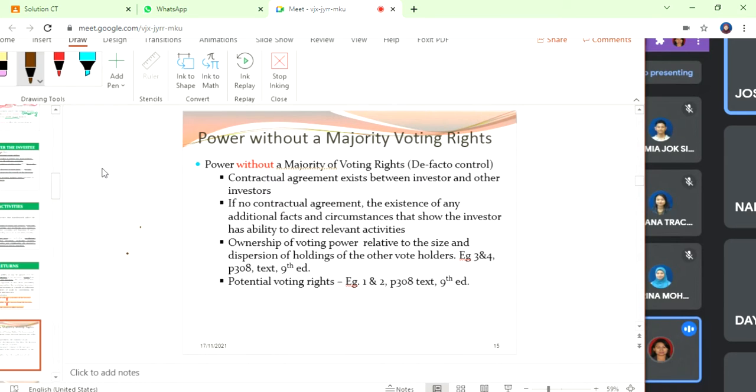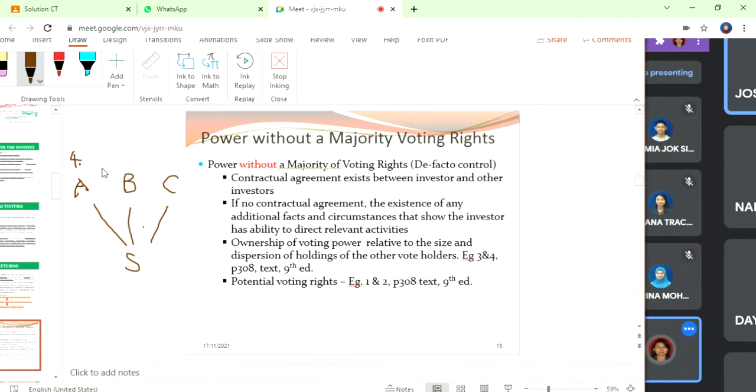we have assets here, and there are so many assets. We have investor A, investor B, investor C. The share capital, as you understand, is split: A holds 40%, and the others hold 30% and 30%.